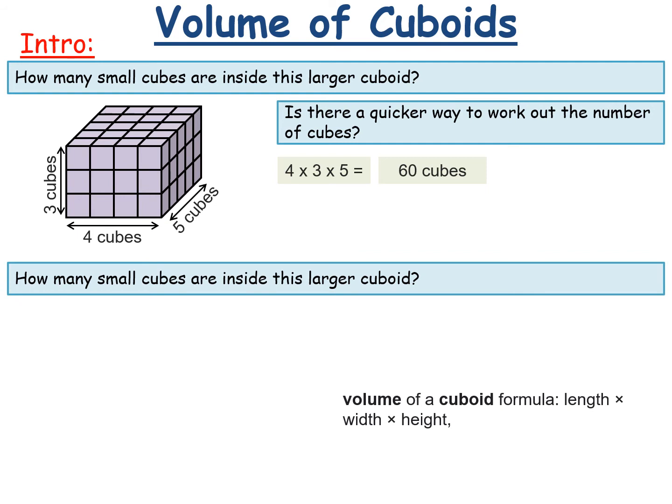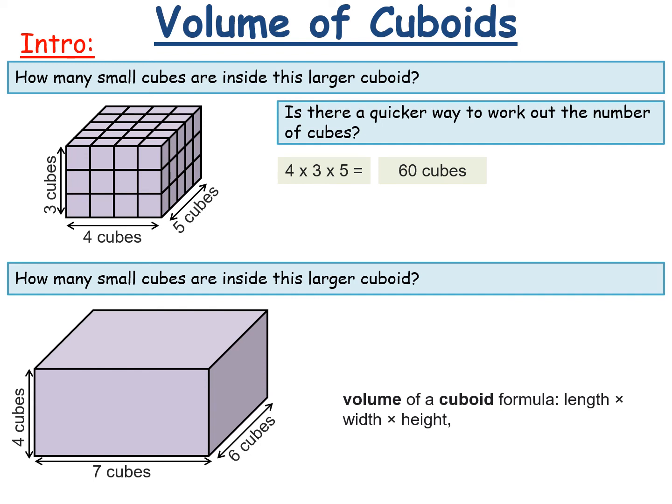So how many small cubes are inside the larger cuboid here? What do we reckon? 7 times 4 times 6 is 168. 7 times 4 is 28, times 6. Remember, you can do your column multiplication here to do 28 times 6. So that would be 60 centimetres cubed if it was in centimetres, or 168 centimetres cubed, because that's our unit for the volume of a cuboid.